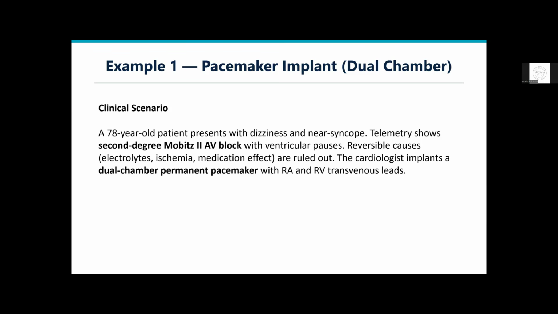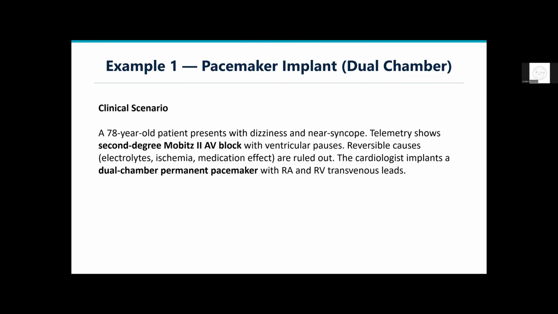Here's our first example. A 78-year-old patient presents with dizziness, near syncope. Telemetry shows second-degree Mobitz 2 AV block with ventricular pauses. Reversible causes, electrolytes, ischemia, and medication effect are ruled out. The cardiologist implants a dual chamber pacemaker with an RA and an RV transvenous lead. So what do we code on this one?